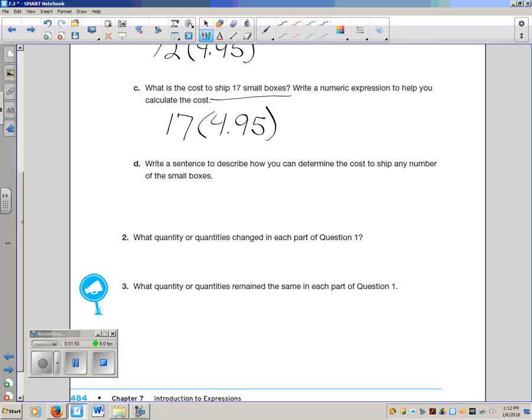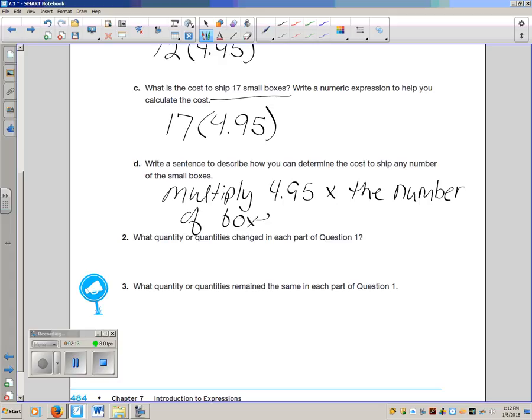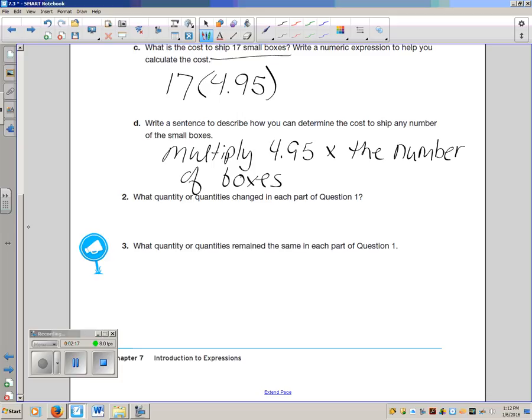D, write a sentence to describe how you can determine the cost to ship any number of the small boxes. Multiply $4.95 times the number of boxes. Pause the video if you need to.